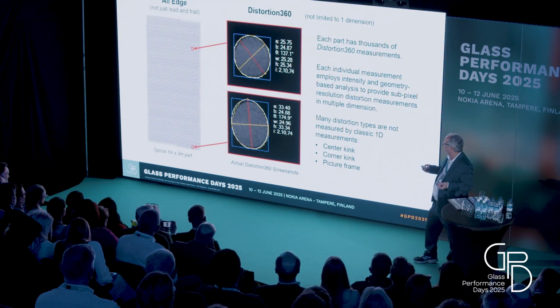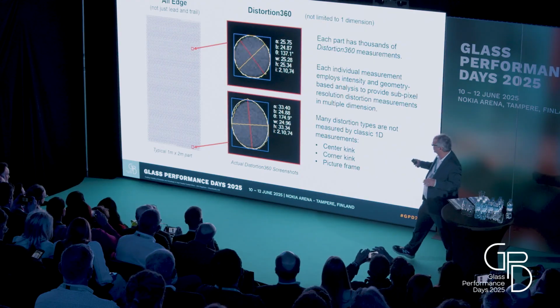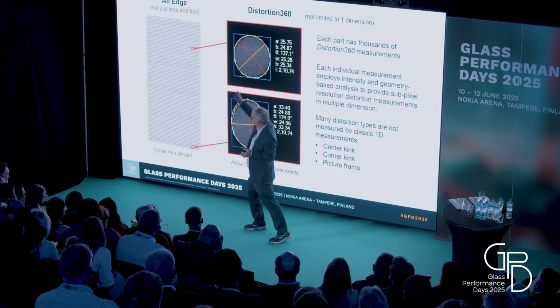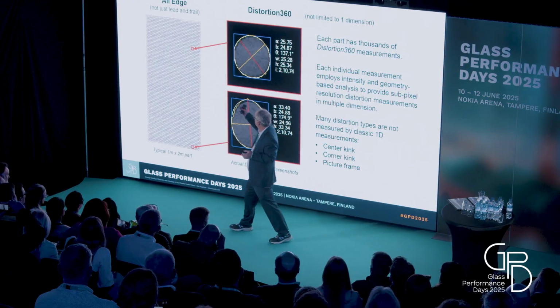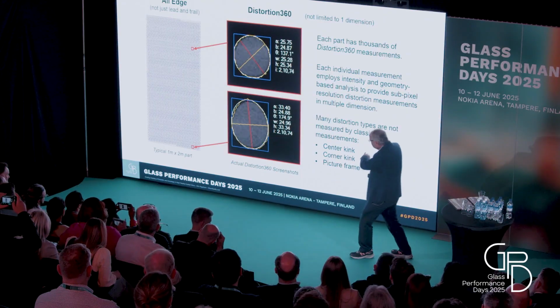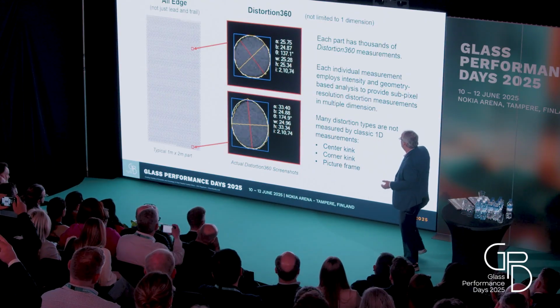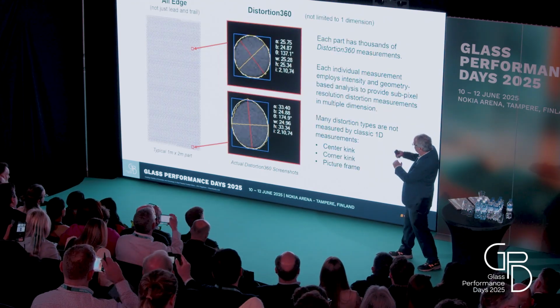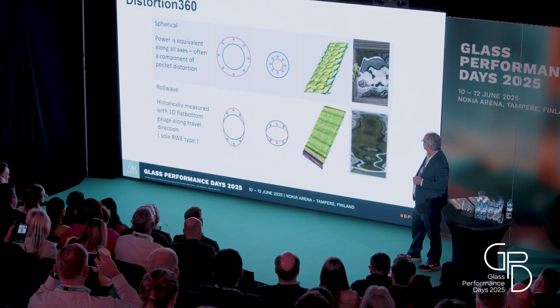And once again, we have what we call all edge. We measure out to all the edges, because glass typically has more than just the lead and trail edges we've talked about in the past. You care about what's going on at the left and right edges, or if it's a round top, what's going on around the whole circle. And you care about the distortion in multiple dimensions, not just in the roller wave direction.